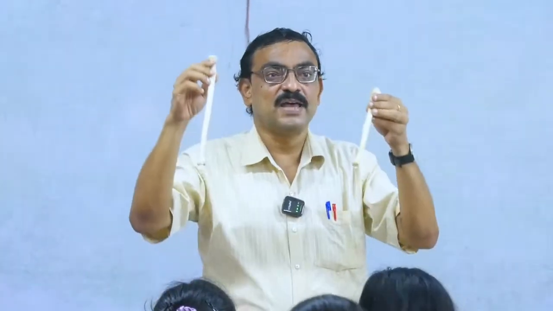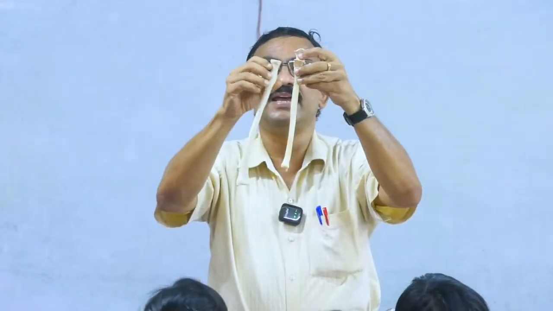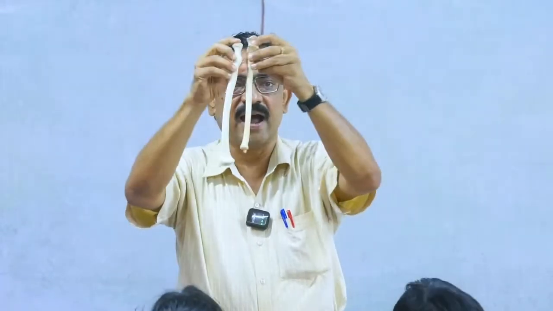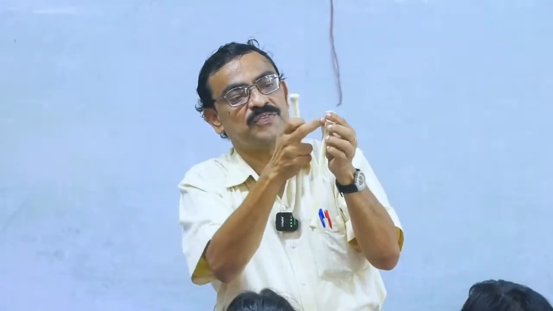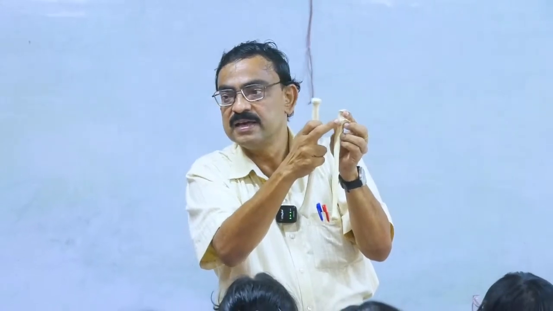So there is an articulation between the radius and ulna. It is right-sided. So this is the lateral side. On the lateral side we can find this radial notch.